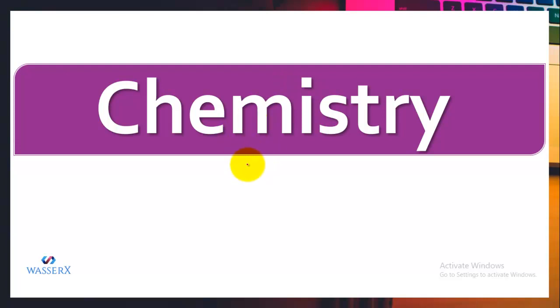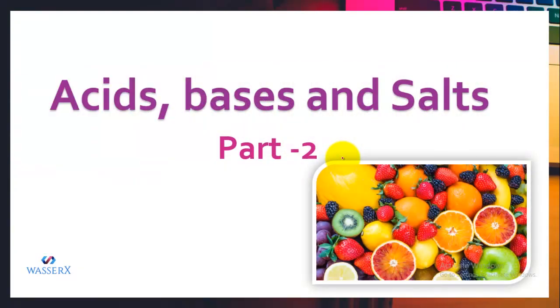Hello students, in this video we are going to take up a topic from chemistry. The topic is acids, bases and salts, that is part 2. In part 1 we have already done what acids and bases are, and we have already studied the physical properties of acids. So in this video we are going to learn about the chemical properties of acids. We are going to learn about salts and their types. So let's start.